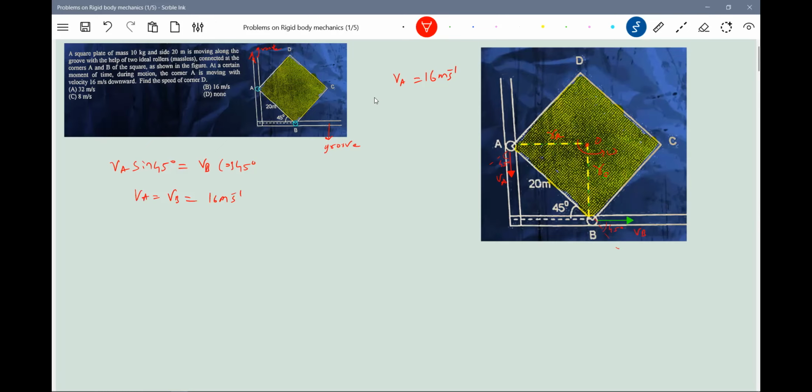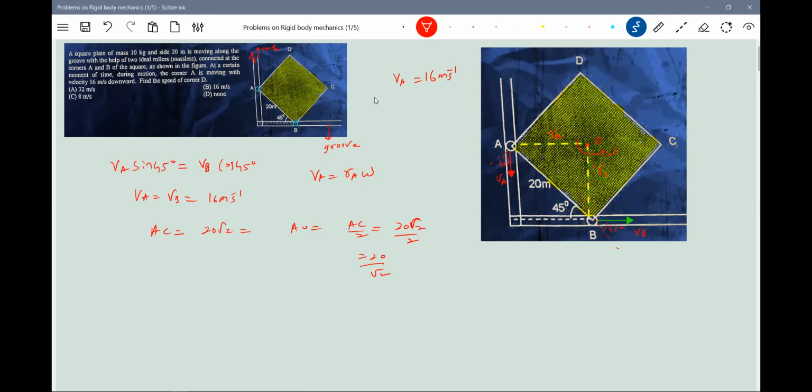Now we know it is a square plate. Why only the instant center there? Where the radius vectors intersect, that point of intersection should be the instant center. So RA should be half the diagonal. What is the value of AC? AC should be equal to 20 root 2. Therefore AO should be AC by 2, 20 root 2 by 2, or 20 by root 2.